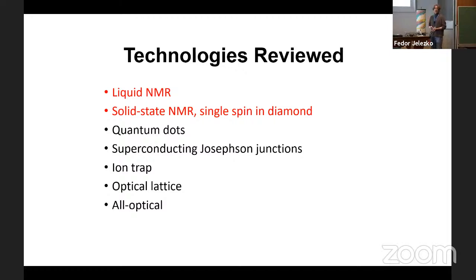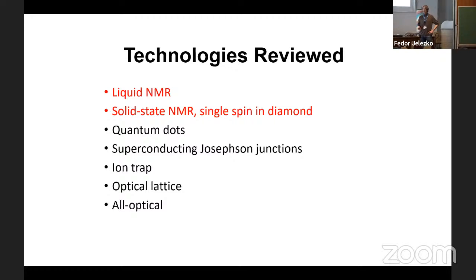Today we are going to talk about two of them, namely liquid state NMR, which was one of the first attempts to realize a quantum computer, and then solid state nuclear magnetic resonance, and coupling of nuclear spin to electron spins in diamond. We're not going to talk about other systems. Many of you are working with them, and they're also very nice and have their own advantages. But we are going to stay today with spin systems.